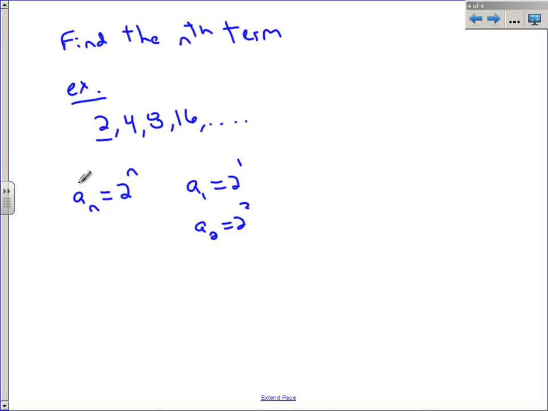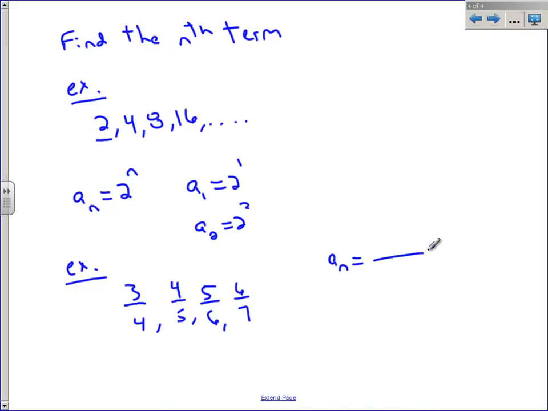Let's take a look at another example, like 3/4 and then 4/5 and then 5 over 6, and then 6 over 7. Now we can see that these are fractions, so my a sub n is going to have a fraction. And the top numbers are going 3, 4, 5, 6, and the bottom numbers are 4, 5, 6, 7. So the bottom numbers are 1 more than the top.